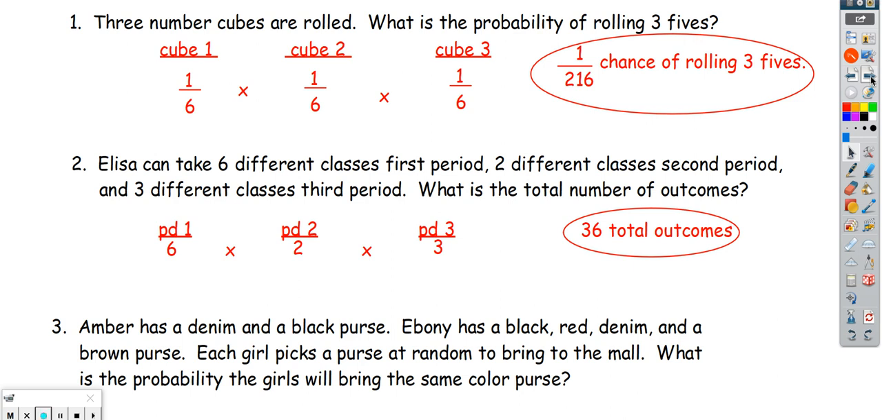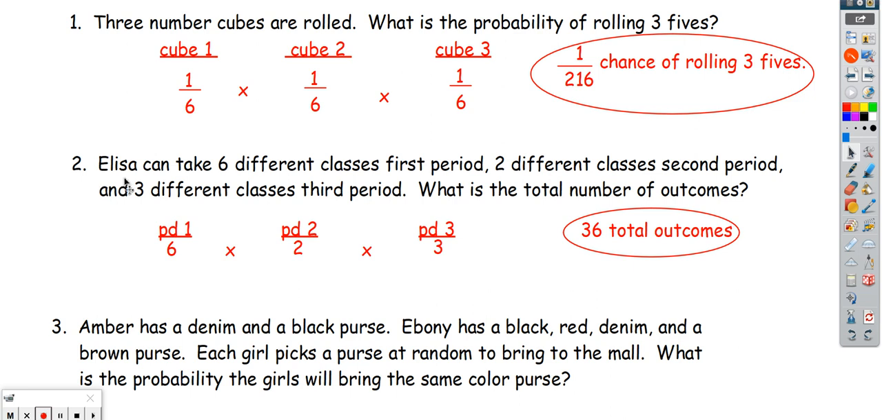Okay, the first one, 3 number cubes are rolled. What's the probability of rolling 3 5s? Well, there's only 1 5 on each cube, right? 1 out of 6 on cube 1, 1 out of 6 on cube 2, and 1 out of 6 on cube 3. We multiply all of those together, and that gives us a 1 out of 216 chance of rolling 3 5s. Again, we started with the events that we had, cube 1, cube 2, and cube 3.